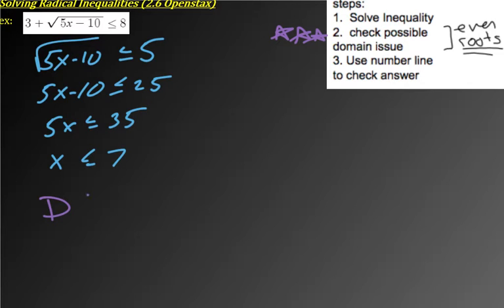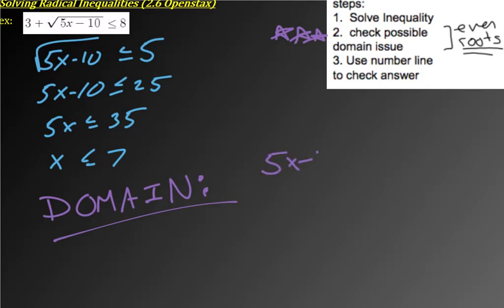So for the domain, make it really big and bold, you just need 5x minus 10 to be greater than or equal to 0. And so 5x needs to be greater than or equal to 10, or x needs to be greater than or equal to 2. And so you need to state the answer as specifically less than or equal to 7, and also at the same time bigger than or equal to 2.